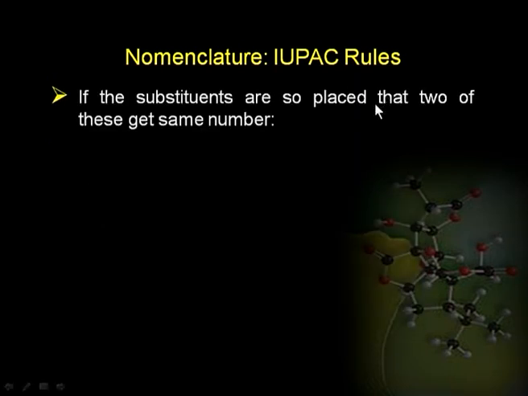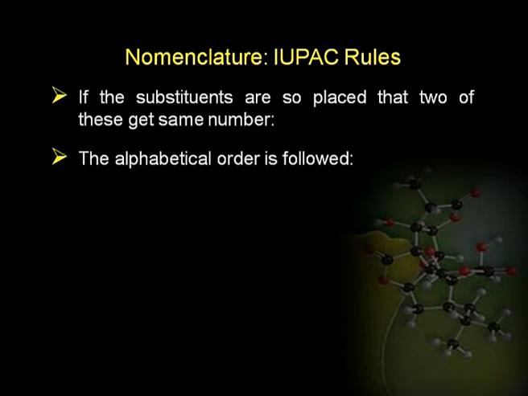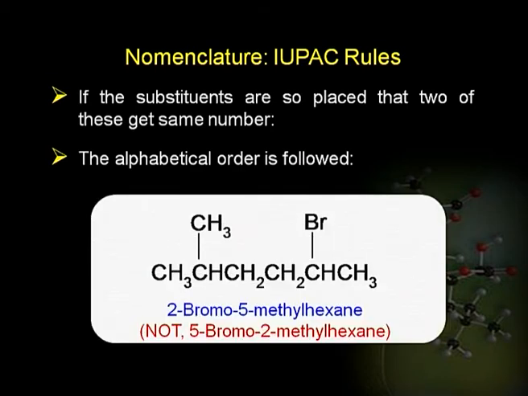If the substituents are so placed that the two of these get the same number, what should be done? Again, the alphabetical order is to be followed. So, we have these two substituents, whether you start from this side or the other side, you would get second position for the substituent which is placed in these two places. What we will consider is now the alphabetical order. So, we will say that 2-bromo, since bromo will take priority. So, we will start naming from this side, by which bromo will be placed at second position and methyl will come at the 5th position. Accordingly, the name will be 2-bromo-5-methyl hexane and not 5-bromo-2-methyl hexane.